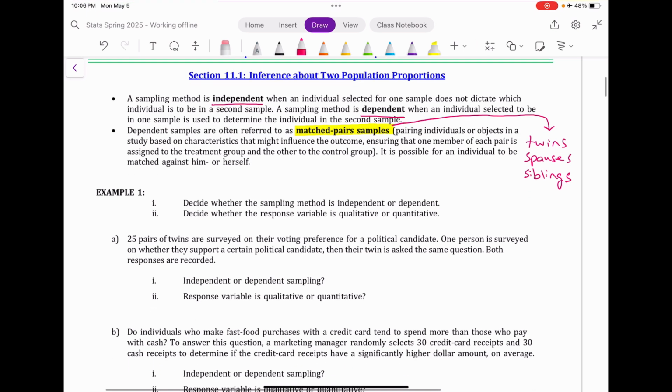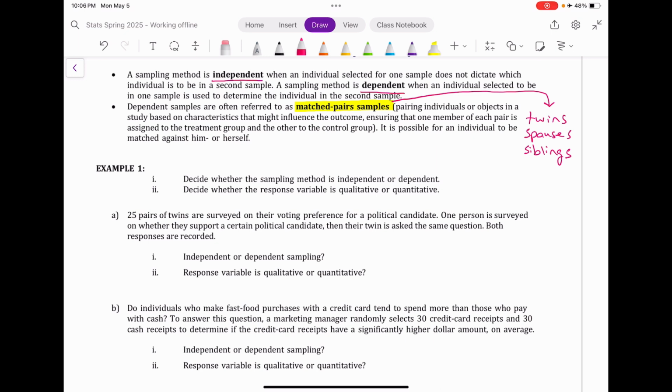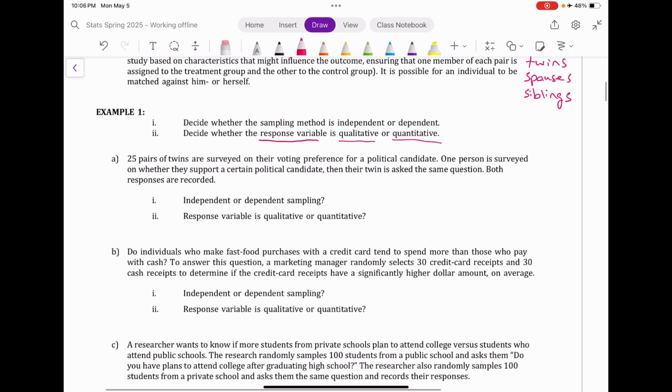So let's jump into some examples. So example 1, we want to determine whether the sampling method is independent or dependent, and then determine if the response variable is qualitative or quantitative. All right, so a review of chapter 1.